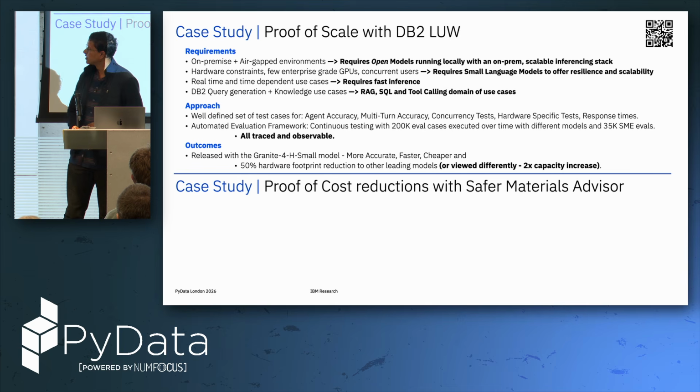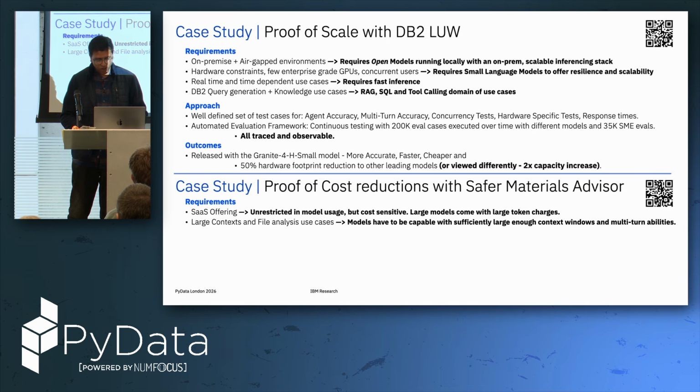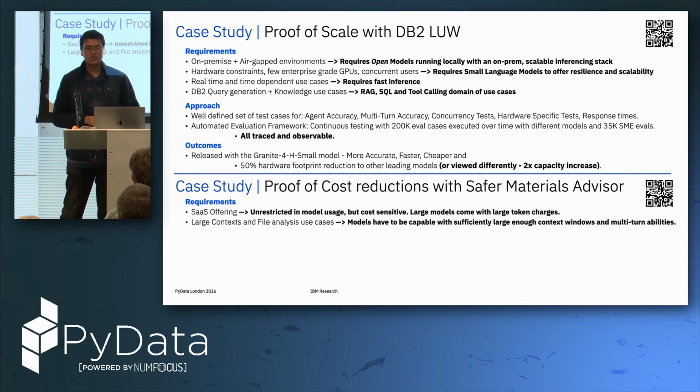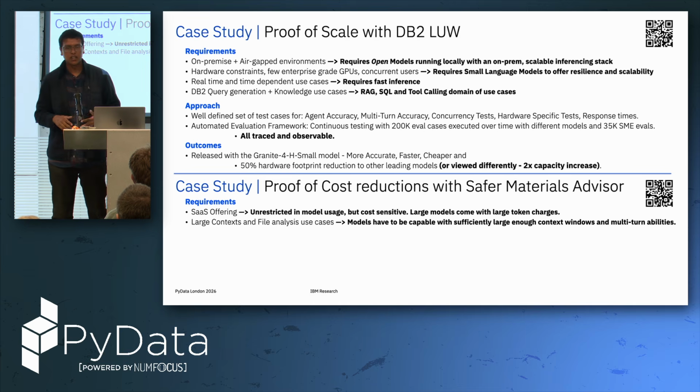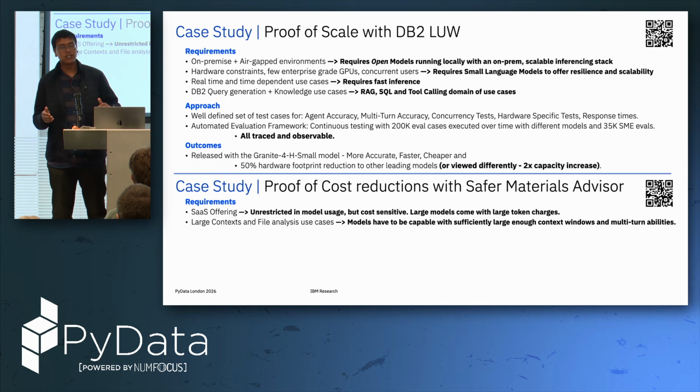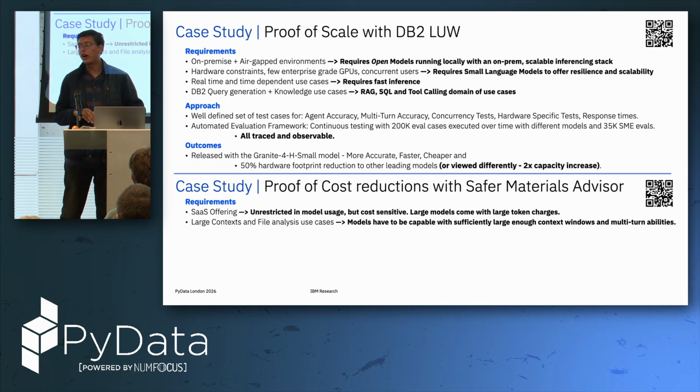What about costs? So DB2 was a proof point of scale. So Safer Materials Advisor is a use case. Basically, enterprises have large supply chains. They have a lot of products that they consume and that they build, and they have to release basically ingredient sheets to the governments and to local authorities. And so there's a lot of analysis work to identify if anything in those ingredient sheets is negatively impactful for the environment.